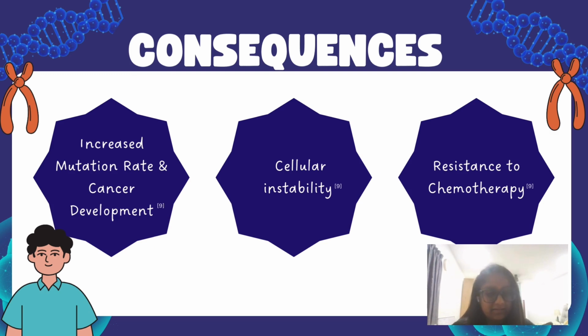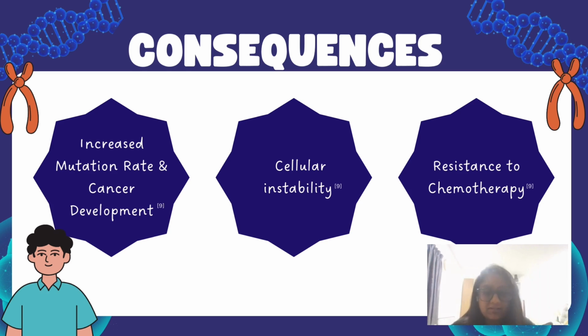The second type of consequence would be cellular instability. So, as I mentioned earlier, the MMR signaling pathway also helps trigger apoptosis in cells that have DNA damage that is beyond repair. Now, a malfunctioning MMR system may actually allow these damaged cells to escape apoptosis, and this can lead to the accumulation of genetically unstable cells in the body.